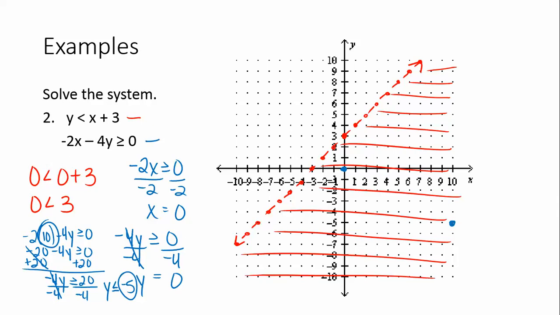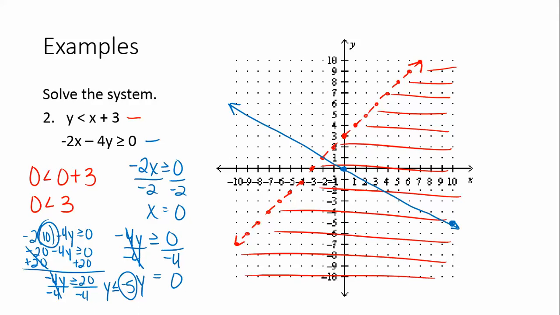Remember, whenever your intercepts are both 0, you have to find another point. You can either solve the inequality for y to figure out what the slope is, or you can just plug in any x value or y value and solve for the opposite variable. This is a greater than or equal to, so it's going to be a solid line.